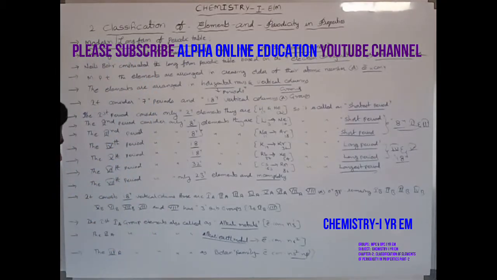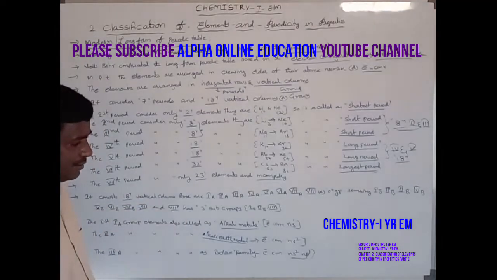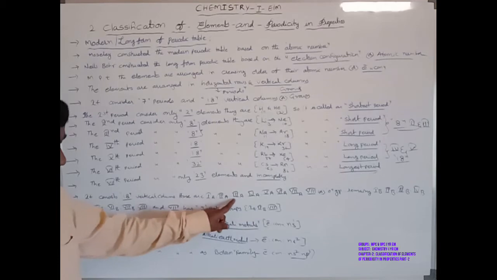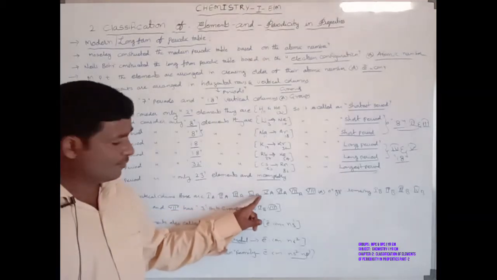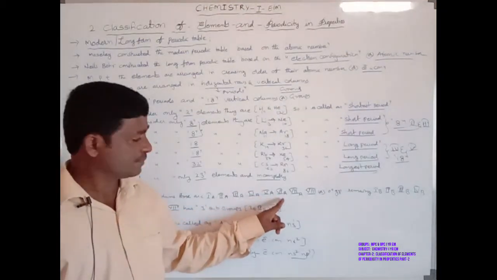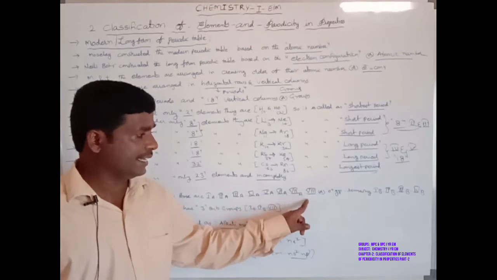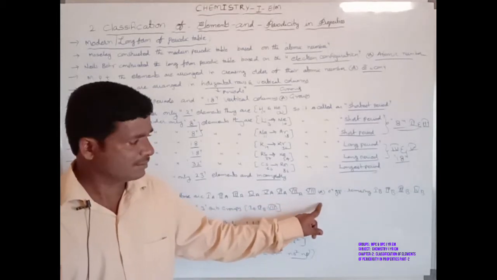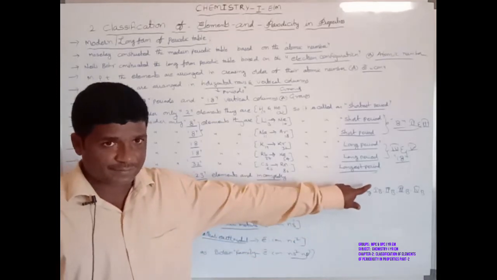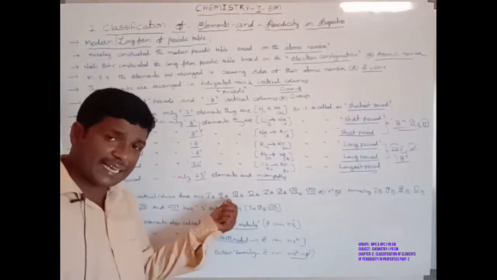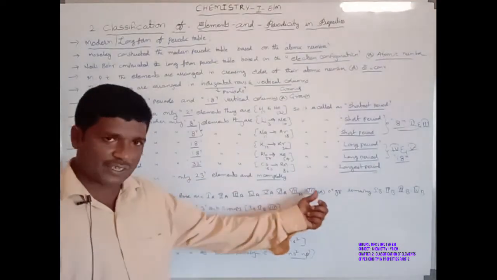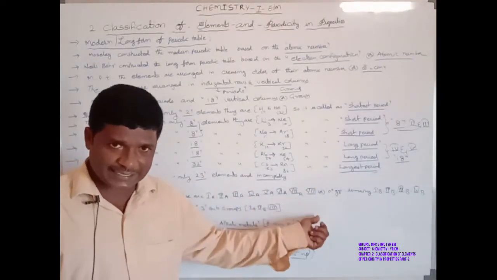The 18 vertical columns are, in Roman numerals, first A, second A, third A, fourth A, fifth A, sixth A, seventh A, and eighth, which is also known as the zero group elements. That is the A series: first A to seventh A and zero.